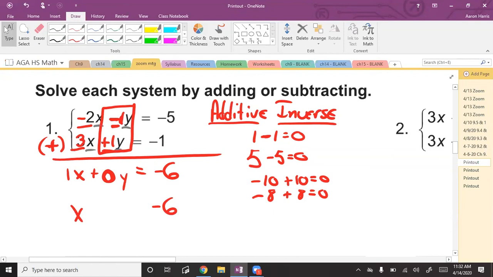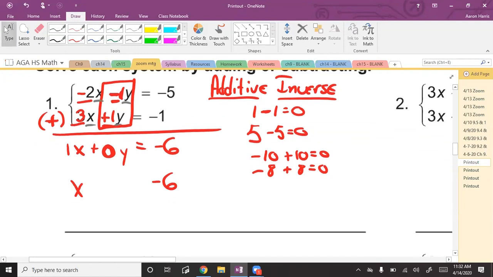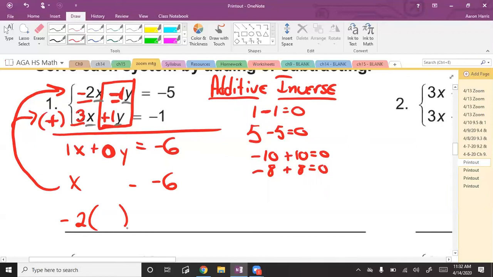All right. So now, if I know that x is equal to -6, what can I do? You plug it in. I can substitute it back into either one of these equations. Let's just choose the top one. -2, parentheses, and instead of an x, what do we put? Parentheses, -6. And then minus y equals -5.